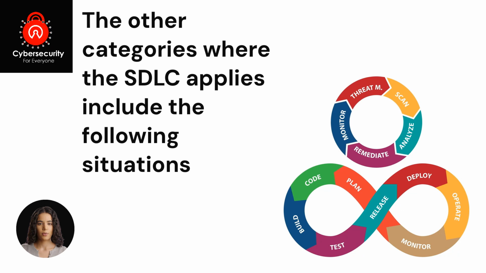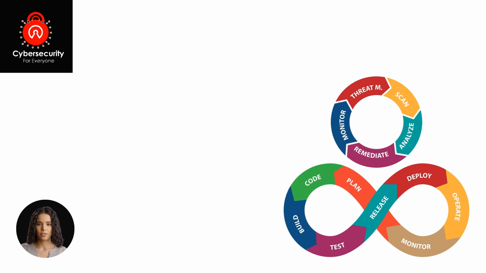The other categories where the SDLC applies include the following situations: where a release candidate, RC, exists. Deployment of a hybrid beta and final release version. Solution has the potential of being a final release unless significant issues are identified. When there is a general availability or go live scenario. If the software is to be made commercially available.